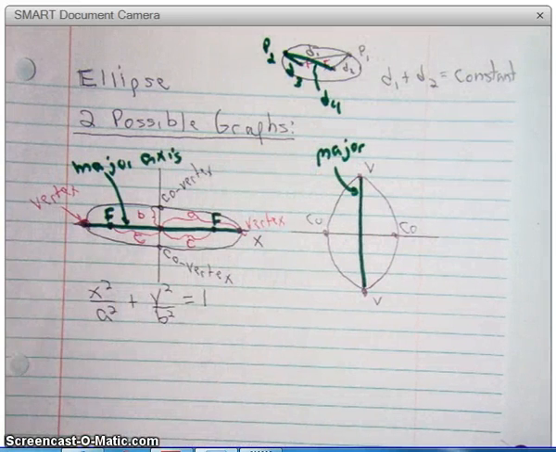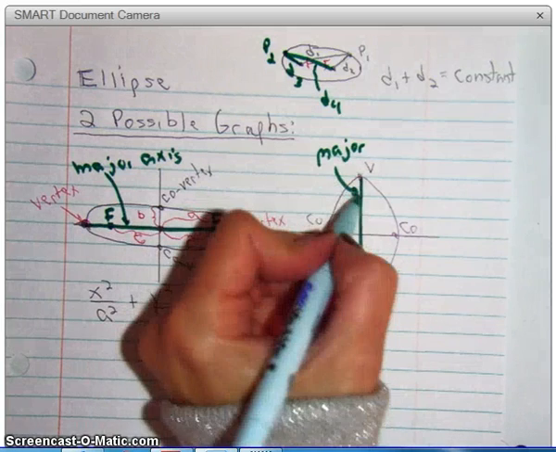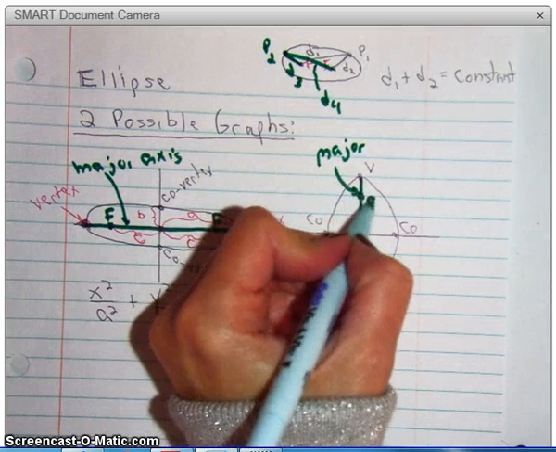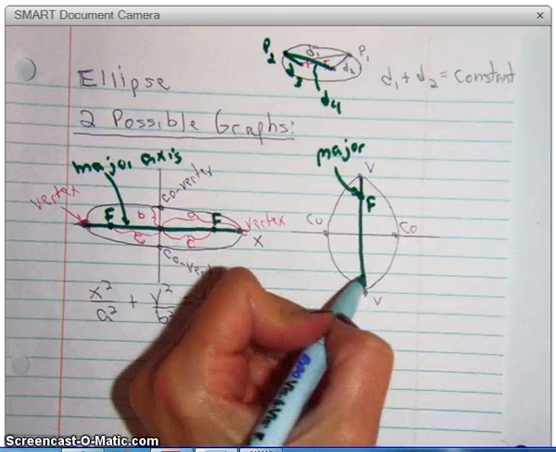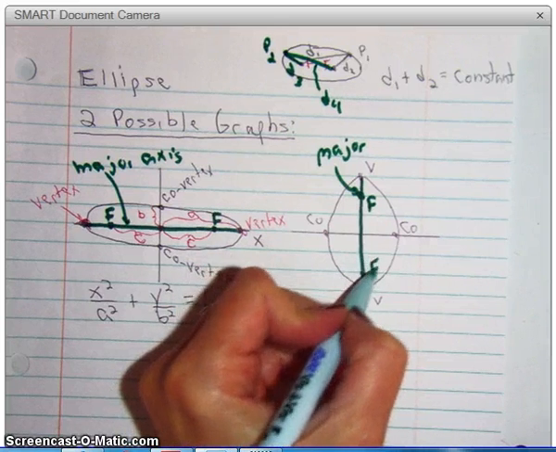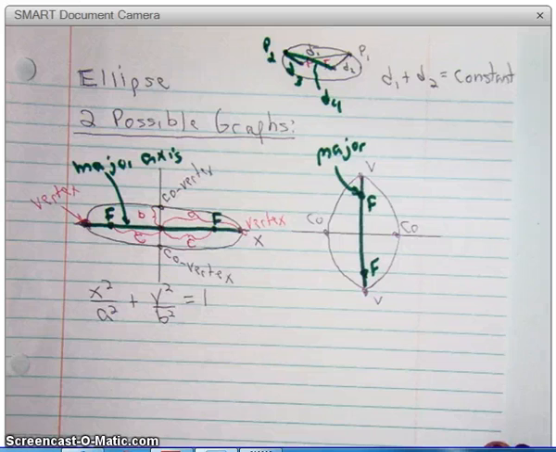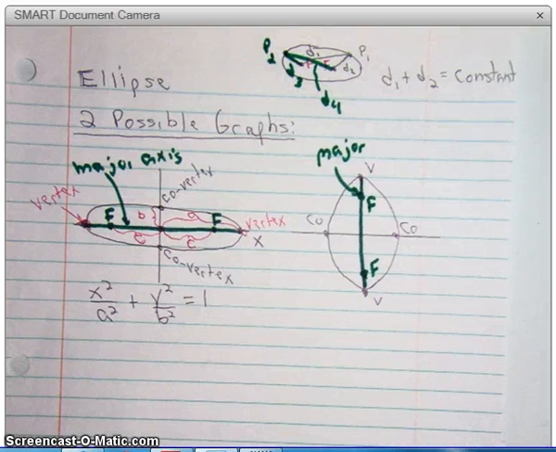The foci always go on the major axis. So focus, focus. I will never ask you guys to plot the foci. I will ask you to find their ordered pairs where they are. Okay?